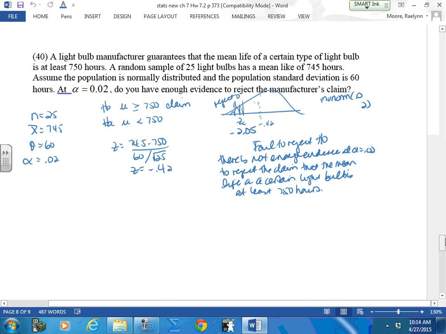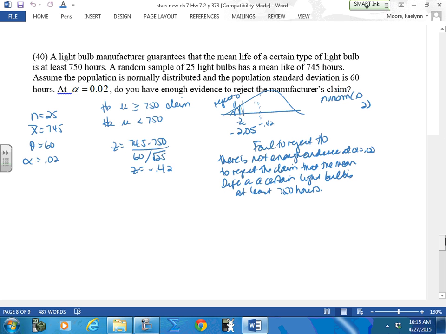Okay. A light bulb manufacturer guarantees that the mean life is at least, greater than or equal to. That's the H0. Good. A random sample. Here's your information from your sample. A sample mean of 745 hours. Your population is normally distributed. Because you only sampled 25, they had to tell you that. And your population standard deviation is 60 hours. At a level of significance of 0.02, do you have enough evidence to reject the manufacturer's claim?